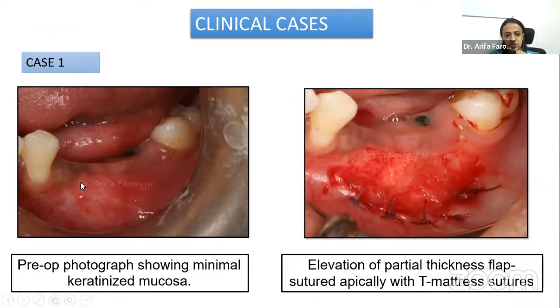What we did, we just placed an incision parallel to this mucogingival junction. Usually the mucogingival junction is at this point, okay? But because of the large augmentation procedures, this junction has shifted over here now. So we have to push this mucogingival junction back to its original position, somewhere here, okay? So what we did, we elevated a partial thickness flap and sutured it apically by using a T-mattress suture technique.